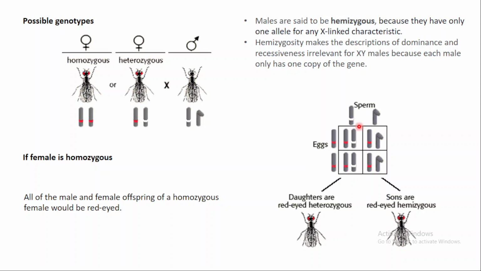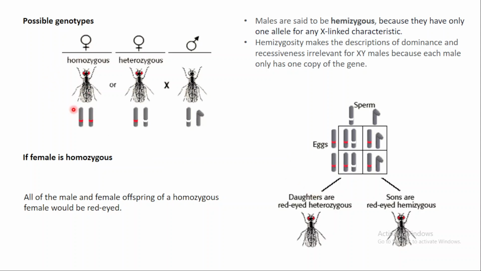Now if we draw the Punnett square, we see the daughters that will form from the X chromosome and the X chromosome. Daughters are red-eyed and heterozygous, so all daughters are red-eyed, while all the sons are red-eyed and are hemizygous. The Y chromosome from the sperm will fuse with the X chromosome of the eggs carrying the dominant allele, and thereby these males will be hemizygous dominant. So males will have red eyes and the female will also have red eyes.